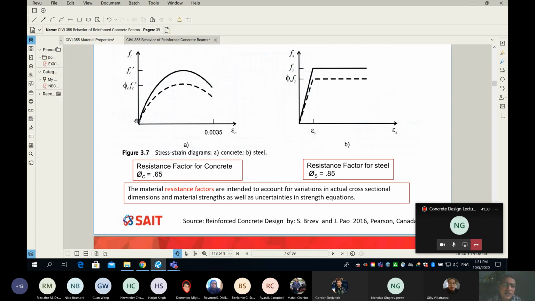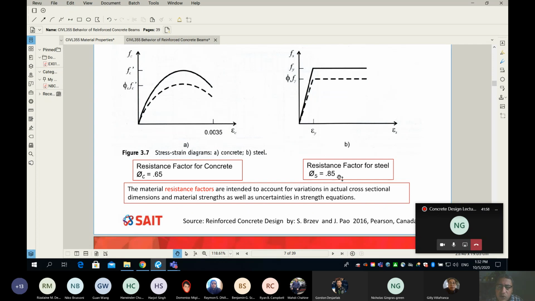Same here, we take the entire curve and multiply by 65% because of the variability of the material, because we are not 100% sure that my rebar will always be 400. I'm not sure that my concrete will always be 25 MPa. So we take a kind of factor of safety by applying a resistance factor or reduction factor for resistance: 65% for concrete and 85% for the steel.